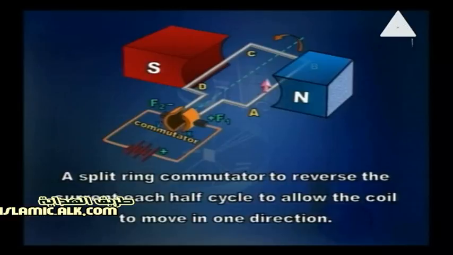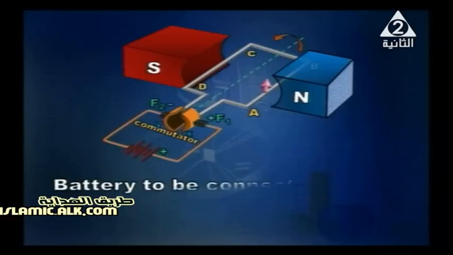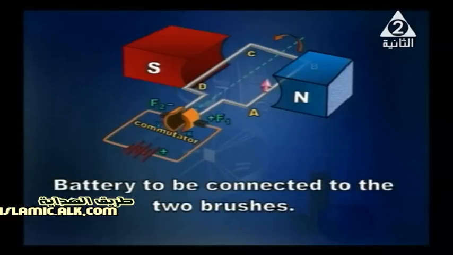So function of the commutator. What about the function of the commutator in the motor? It reverses the direction of the current each half cycle, which means twice a cycle, to allow the coil to move in one direction. And of course, we've got a battery. And never forget, it changes electrical energy into mechanical energy.